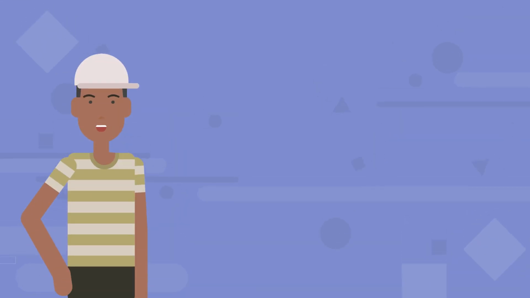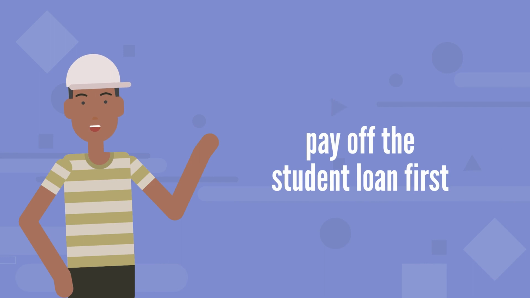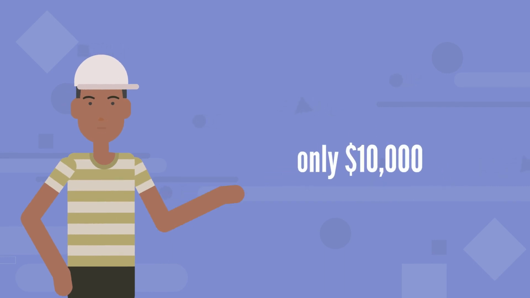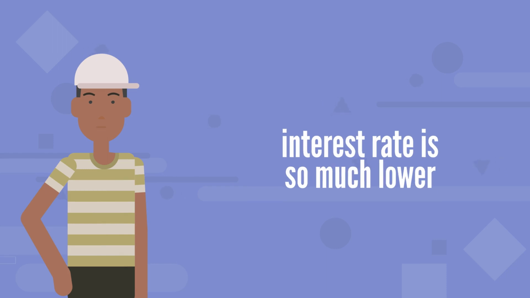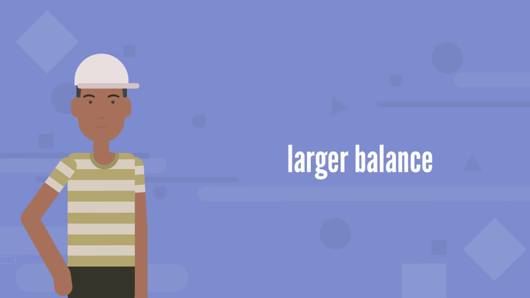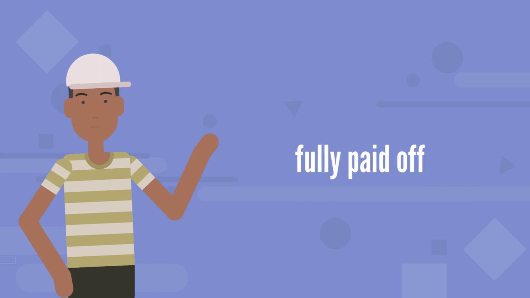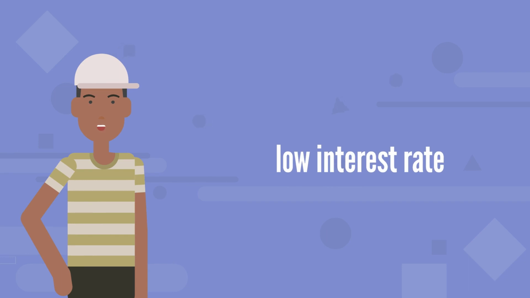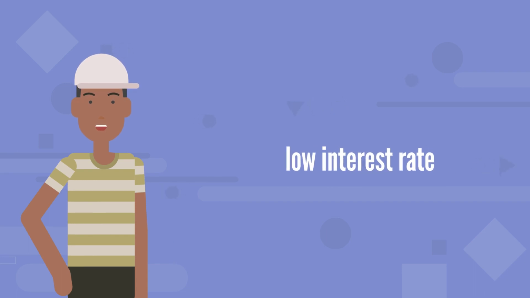If you apply this to the previous example, you would pay off the student loan first because the sum is only $10,000, even though the interest rate is so much lower. You proceed to the larger balance after the debt has been fully paid off. Many individuals would be perplexed as to why you would repay a loan with a low interest rate when you have others with considerably higher interest rates.